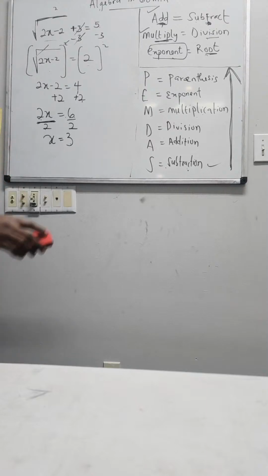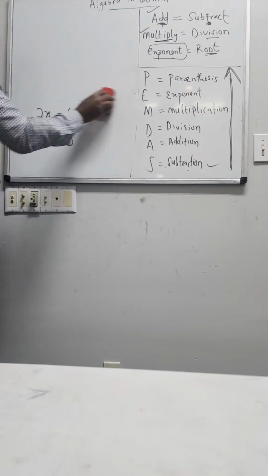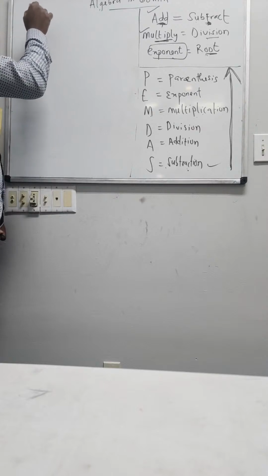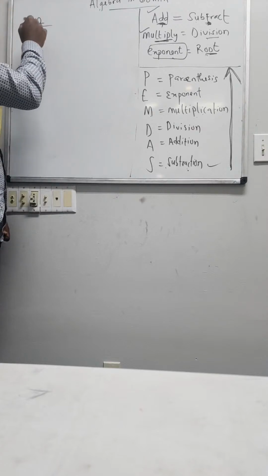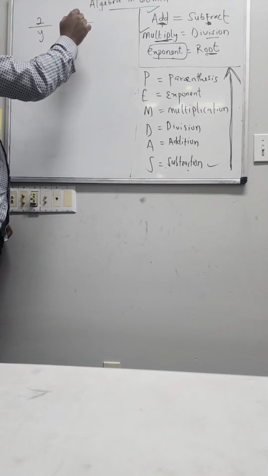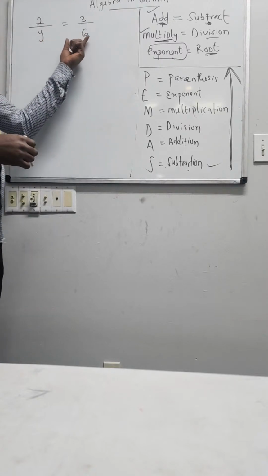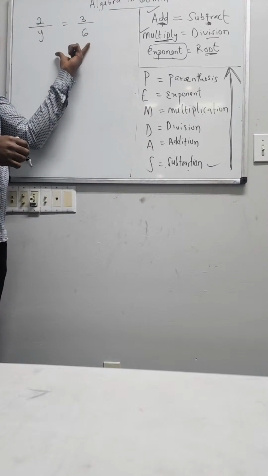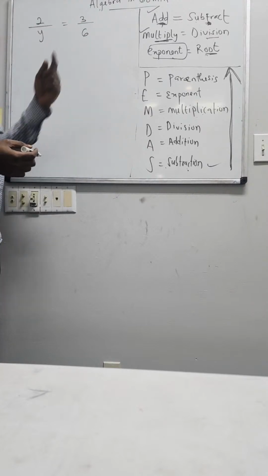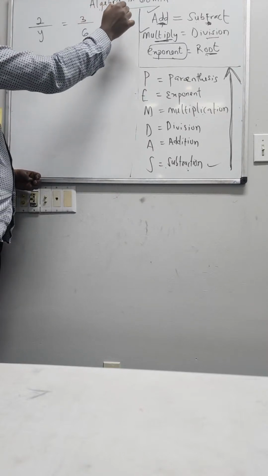Another example. And here we have 2 over y equals to 3 over 6. Now we're having two fractions separated by an equal sign. And if you have something like this, the next thing you do is to what? Cross multiply.